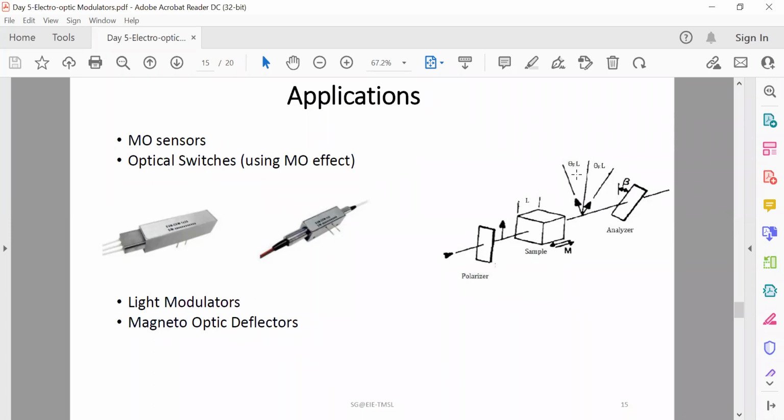Different light modulators and magneto-optic deflectors can be used. Magneto-optic deflectors use linear magneto-optic dichroism or circular magneto-optic dichroism, which can give insight into the band structure of different crystals, and that can be used to design these magneto-optic deflectors.